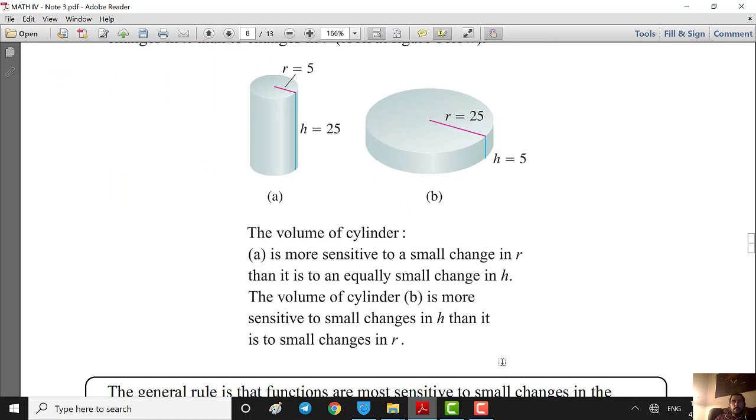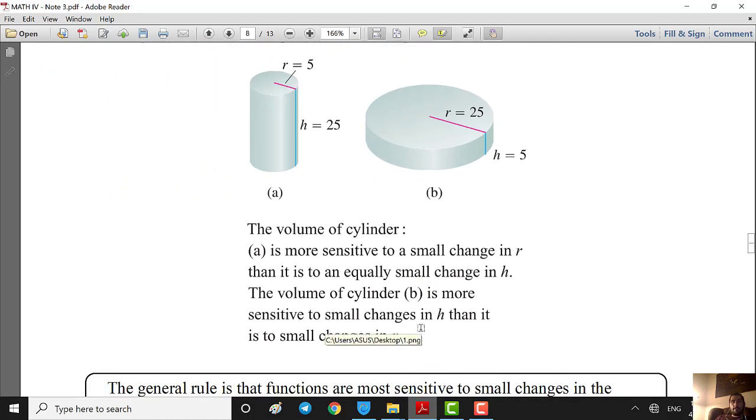Now, this figure and its caption summarizes what we learned in this example. The volume of the cylinder in part A is more sensitive to small changes in R than it is to any equally small change in H. The volume of the cylinder in part B is more sensitive to small changes in H than it is to small changes in R.